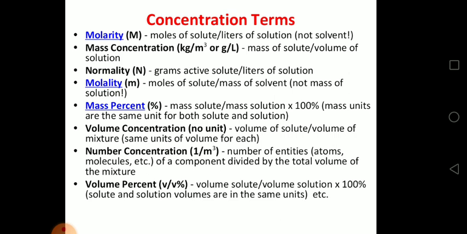We also have what we call the mass percent, which is the mass of solutes all over the mass of solution times 100%. We also have what we call the volume concentration. This has no unit, and it is the volume of solute per volume of the mixture. We also have number concentration, which is usually the number of entities. It could be the number of atoms of a component divided by the total number of the mixture. We also have the volume percent, which is usually expressed in volume per percent. It is the volume of solute per volume of the solution multiplied by 100%.